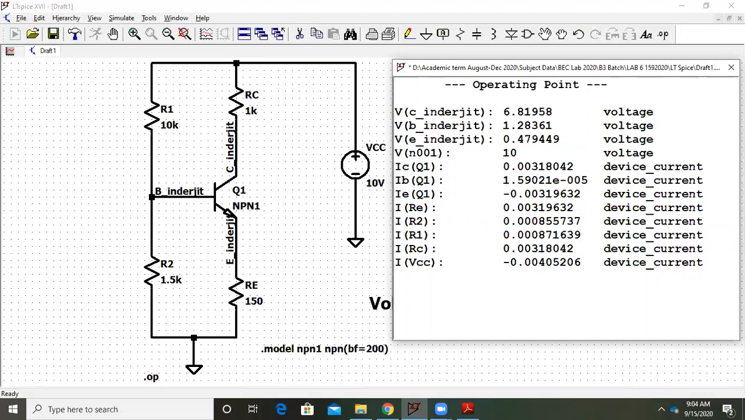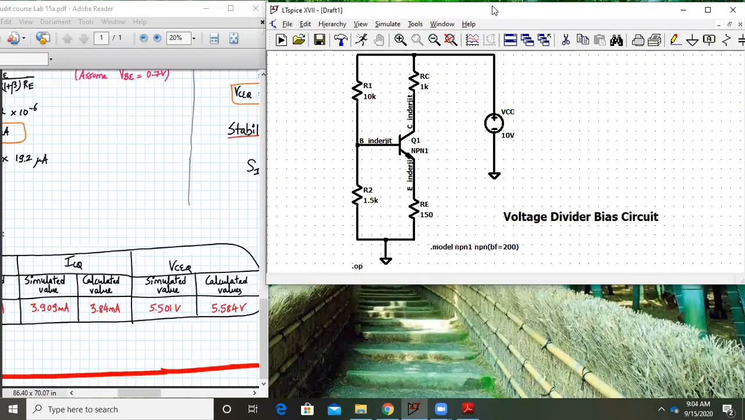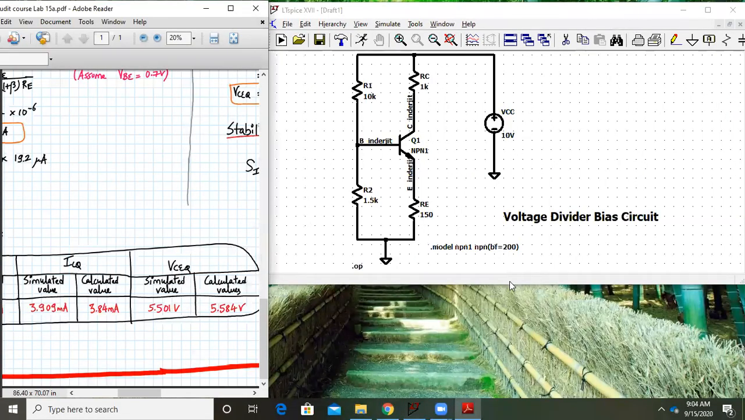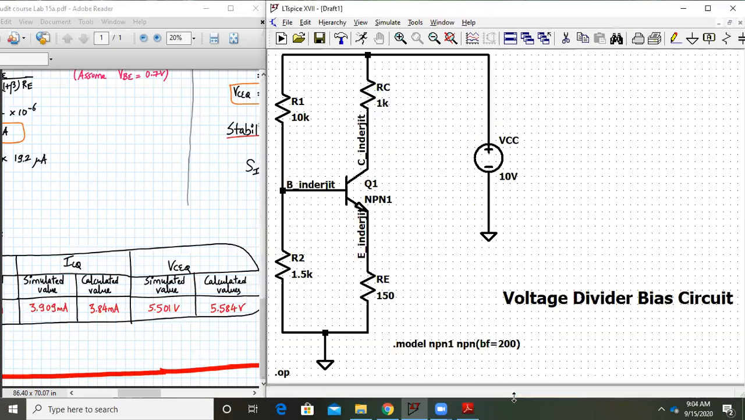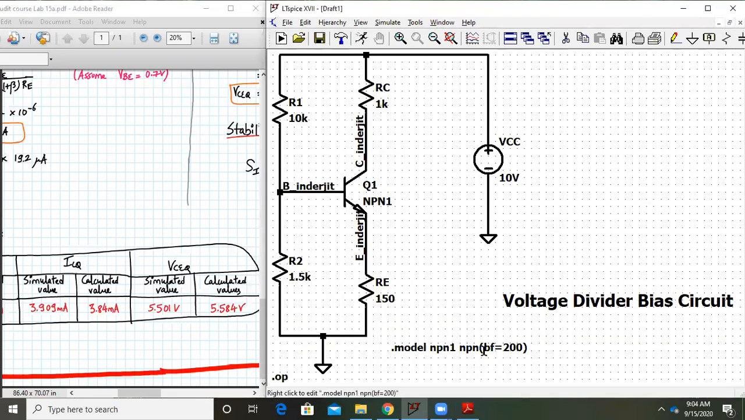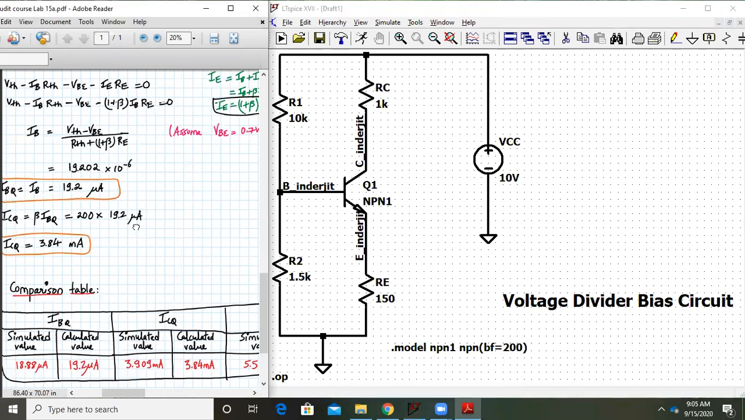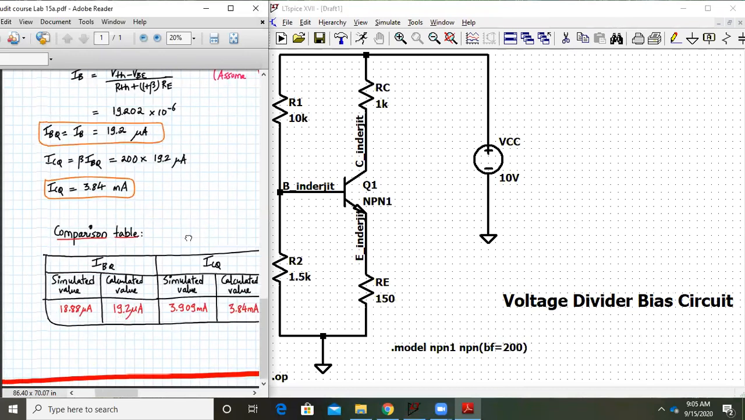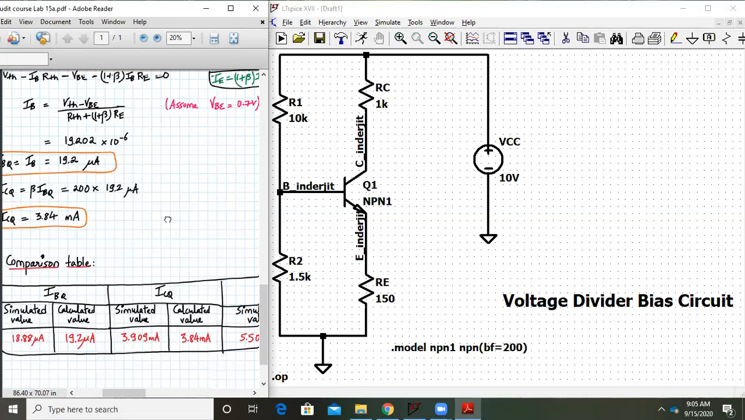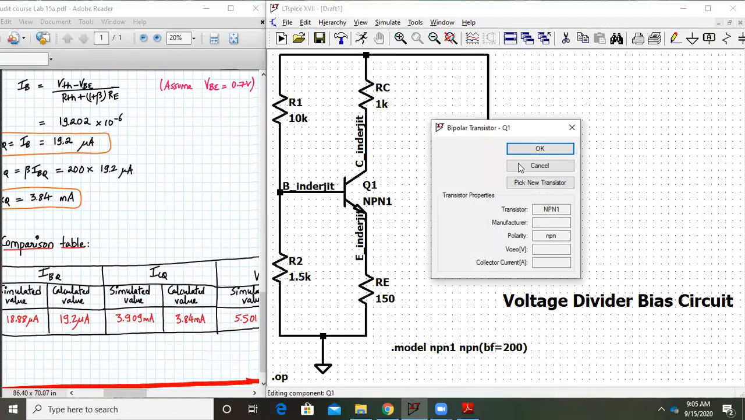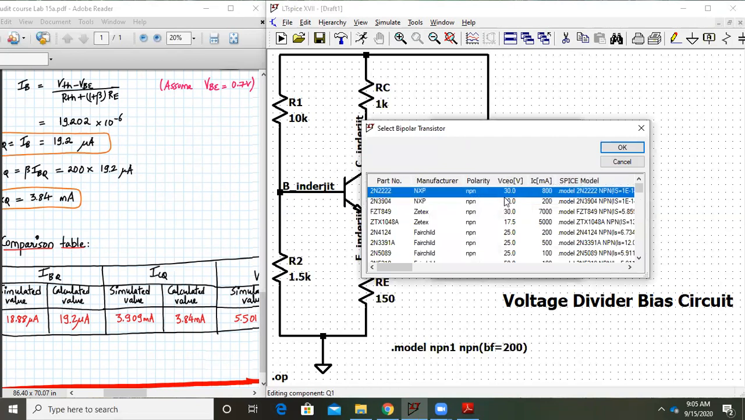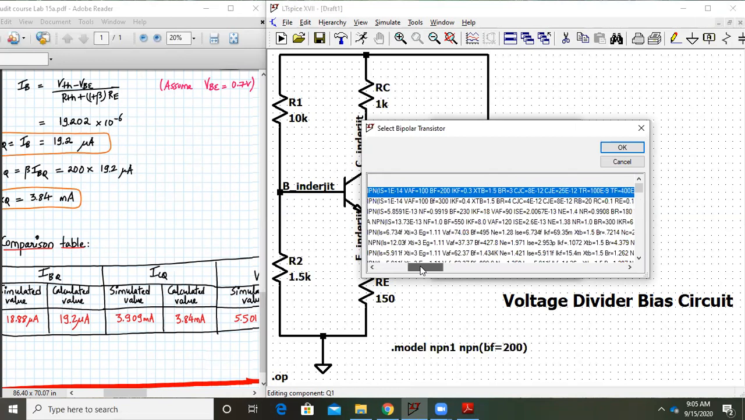Okay. But as you can see, these values are not at all matching with what we have got in calculated values. So why is this happening? Now I'll explain to you. We have entered only one parameter of BJT. Actually, there are a lot of parameters of this BJT. So in order to get the proper values, that is closer values, as I've written over here, what we need to do is right click on this transistor and select pick a new transistor. So there you can select this transistor 2N2222.